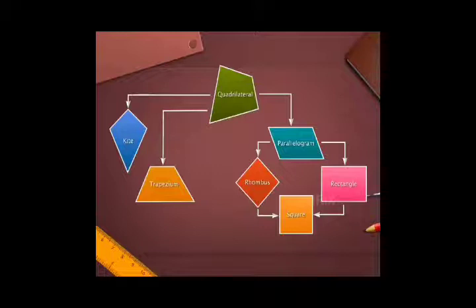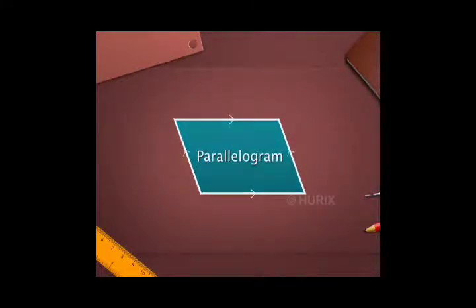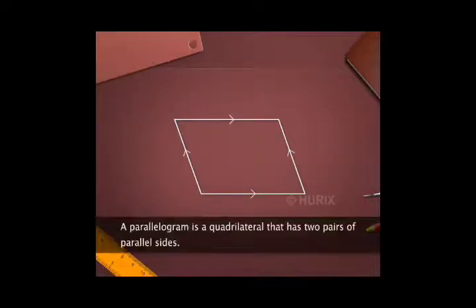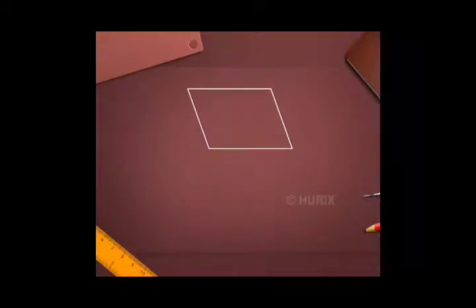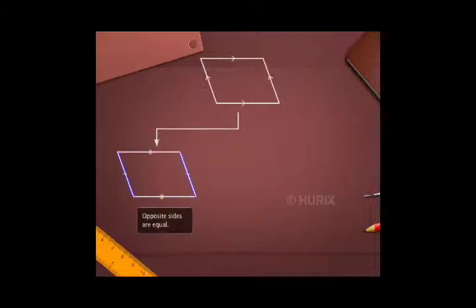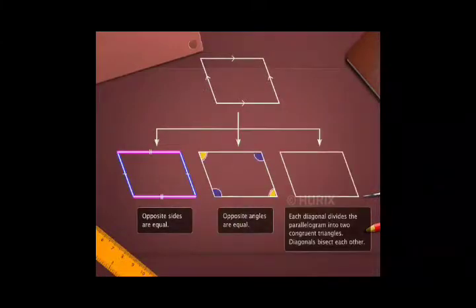Let's concentrate on one of these quadrilaterals, the parallelogram. We know that a parallelogram is a quadrilateral that has two pairs of parallel sides. Let's recall the properties of a parallelogram that are in fact known as theorems. Opposite sides are equal. Opposite angles are equal. Each of the diagonals divides the parallelogram into two congruent triangles, and the diagonals bisect each other.